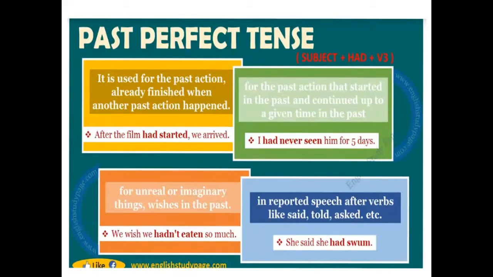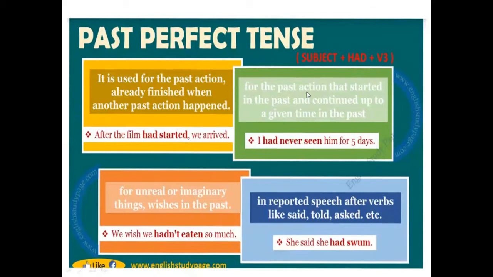Dear students, actually these are two tenses, past perfect and the simple past. However, we use the past perfect to talk about something that happened before another action in the past, which is usually expressed by the past simple. For example, it is used for a past action already finished when another past action happened. For example, after the film had started, we arrived. This sentence shows that the past action already finished when another past action happened.